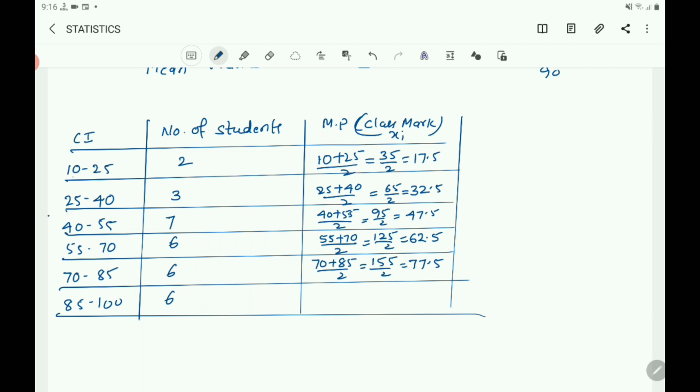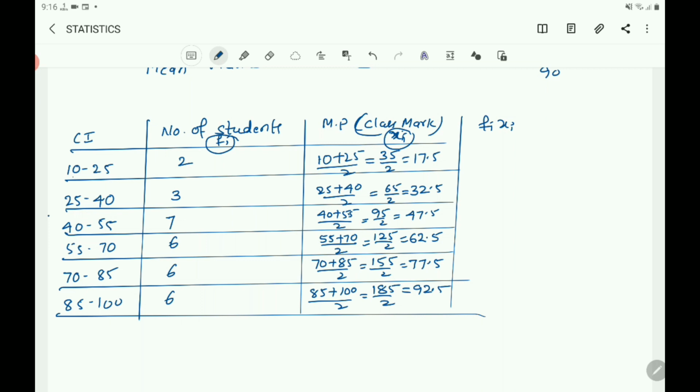Then 85 plus 100 by 2 equals 185 by 2, then you will get 92.5. And in the next column, this is Fi, and this class mark is Xi. Then you find Fi Xi.